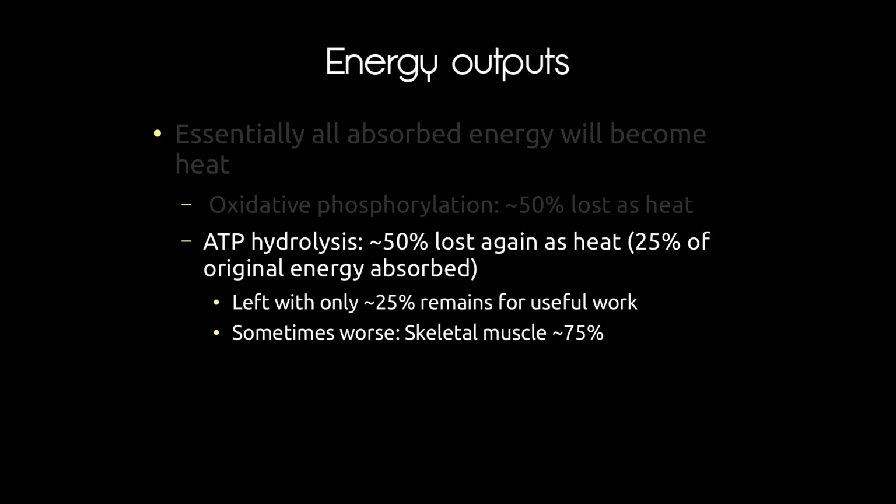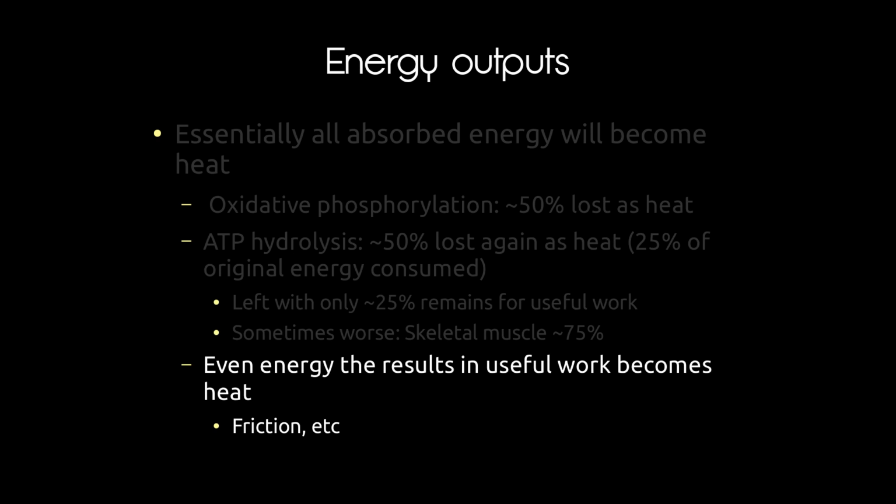Also, ATP hydrolysis at times can be even less efficient than this, such as in skeletal muscle, where it loses about 75% of its energy as heat rather than just 50%. Finally, even the energy that results in useful work will become heat as it contributes to friction and motion and things like that as it's actually performing useful work.